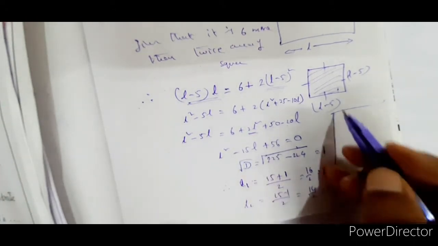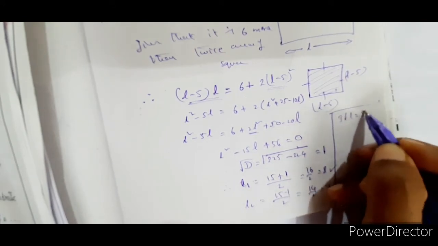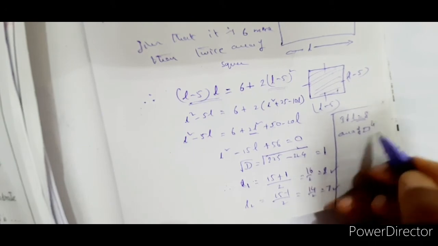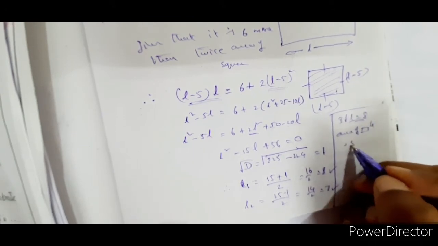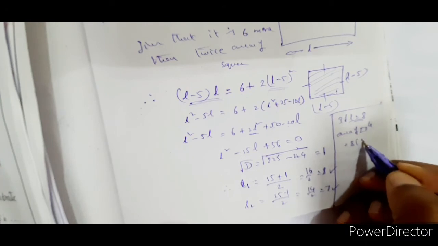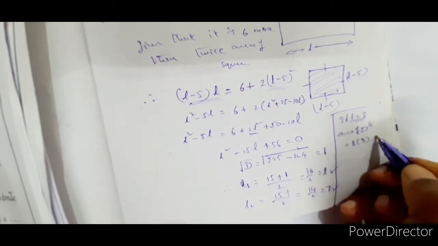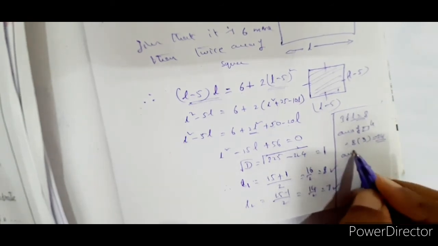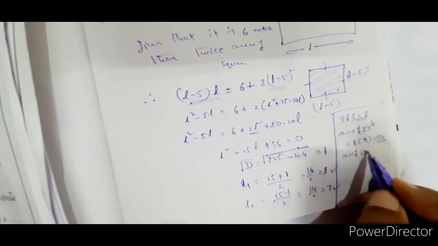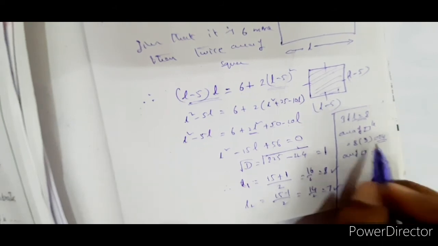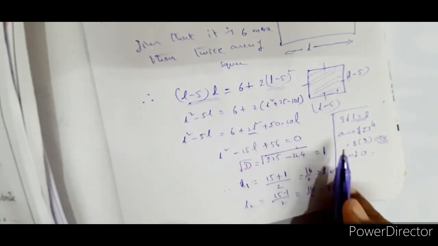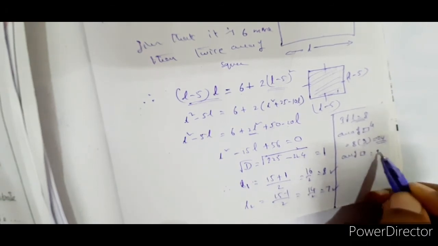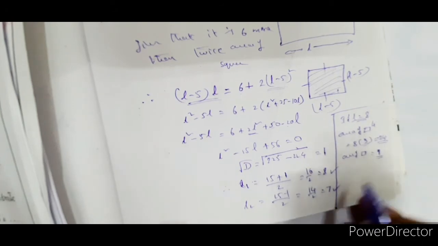If L is equal to 8, area of rectangle is equal to L into L minus 5. L minus 5 is 3, 3 8s are 24. Now area of square is equal to, what is area of square? L minus 5 whole square. L minus 5 is 3, 3 square is 9. Right? That means you have got two values.